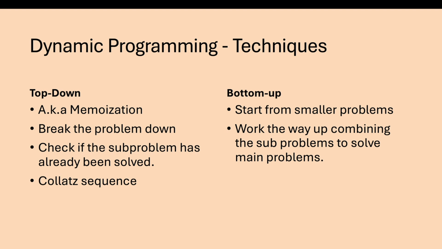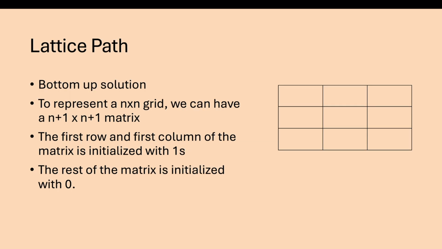An alternative dynamic programming solution is going bottom-up. Instead of breaking problems down, we start from smaller problems and work our way up, combining the subproblems to solve the main problem. In this case, it doesn't require us to check if computations have already been performed. We just start from the smaller problems and combine these solutions until we reach our final solution. The lattice path is a problem that can be solved via the bottom-up approach.